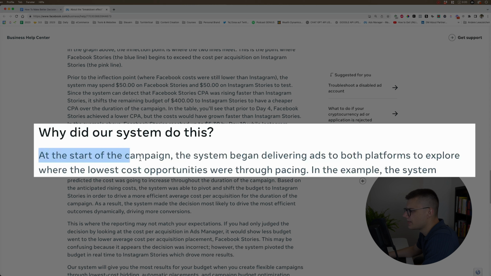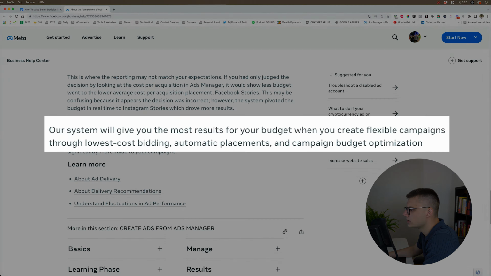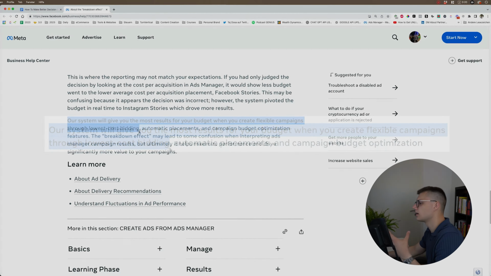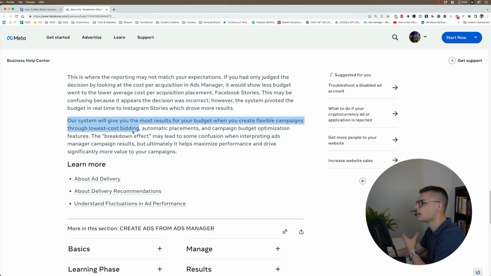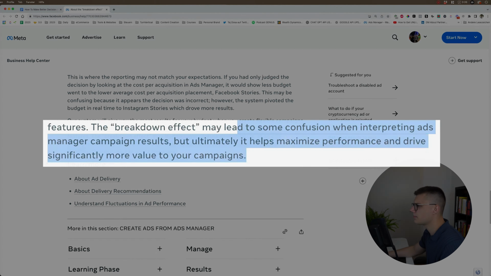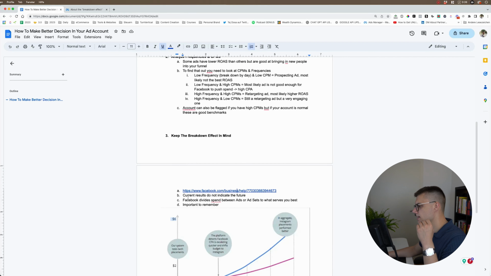But basically, at the start of the campaign, the system began delivering ads to both platforms to explore where the lowest cost opportunities were through pacing. And our system will give you the most results for your budget when you create flexible campaigns through lowest cost bidding, automatic placements, and campaign budget optimization, right? The breakdown effect may lead to some confusion when interpreting Ads Manager campaign results, but ultimately it will help you maximize performance. So you have to understand that Facebook wants to give you the best results, and that your current results do not indicate the future.